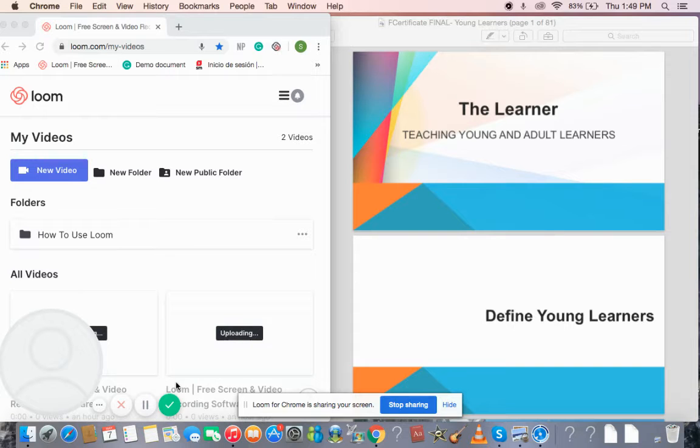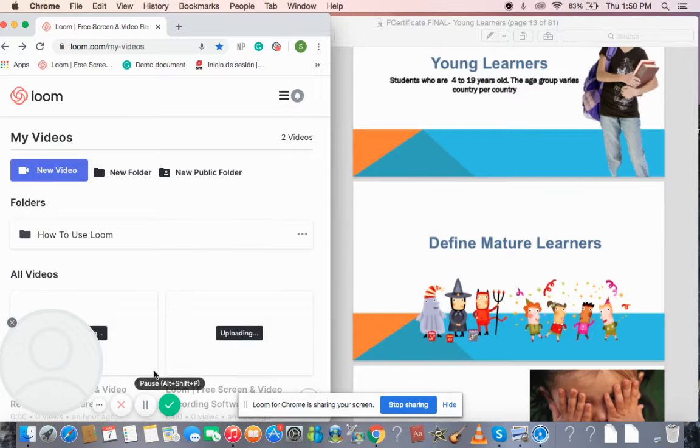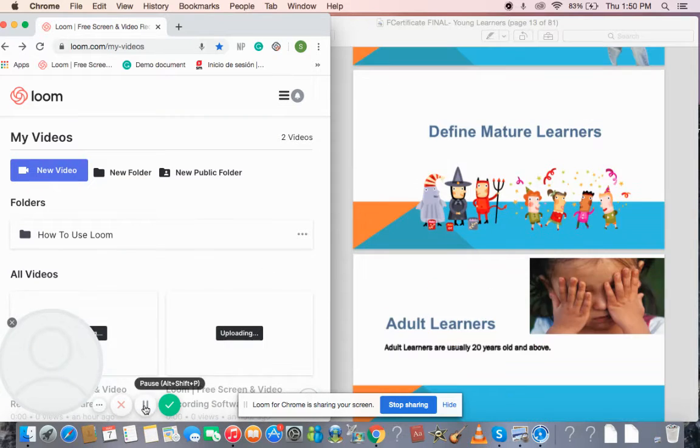Everyone, so today we are going to talk about the learner, so knowing your learner, teaching young and adult learners. But first of all, let's define young learners. Young learners are students who are 4 to 19 years old. The age group varies country per country, okay? Then mature learners, these are adult learners who are usually 20 years old and above.